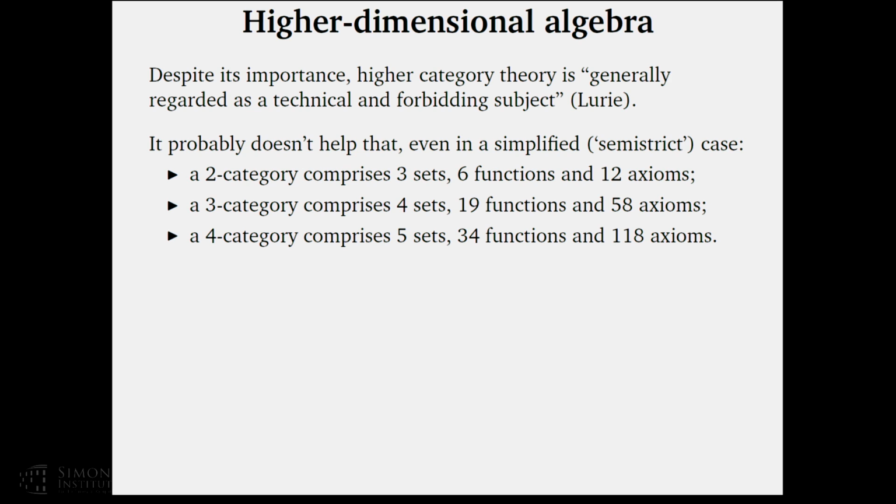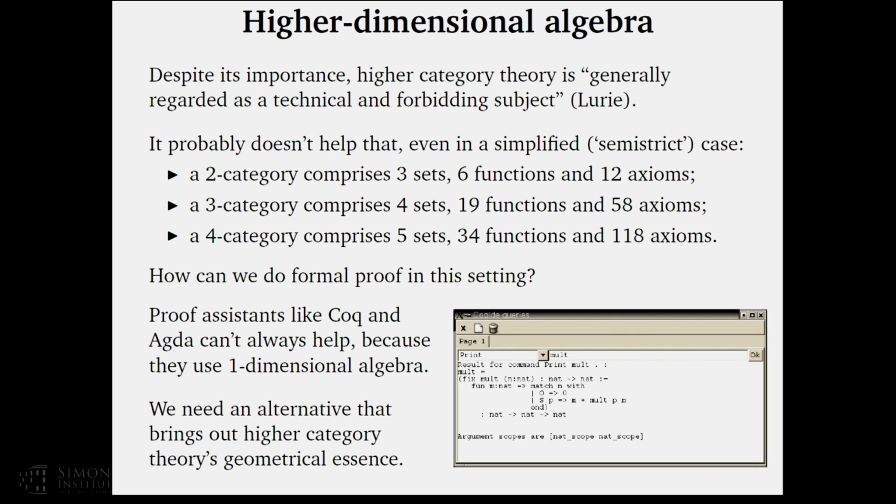So why can't we use proof assistants to work with these structures? Right? Well, proof assistants like Coq and Agda exist, and they're used in a lot of settings. But the trouble is, of course, these proof assistants just use one-dimensional algebra. They just let you type in strings, one-dimensional strings. Okay. Now, there's no reason at all that we need to restrict ourselves to this. There's no reason we need to restrict ourselves to formalizing compositional concepts with computers only in a one-dimensional way.